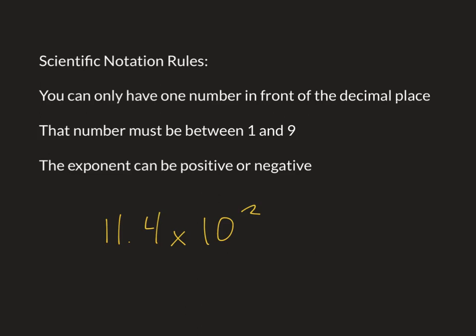Please bear with me. The second rule, similarly, basically says that the number that's in front of the decimal has to be between 1 and 9, which sounds dumb, and then you realize that just means it can't be a 0.